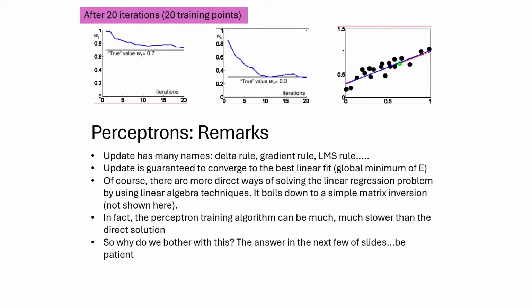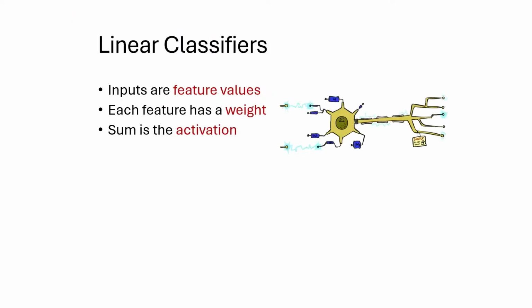In fact, the perceptron training algorithm can be much slower than the direct solution. So why do we bother with the perceptron? The answer is on a couple of next slides.